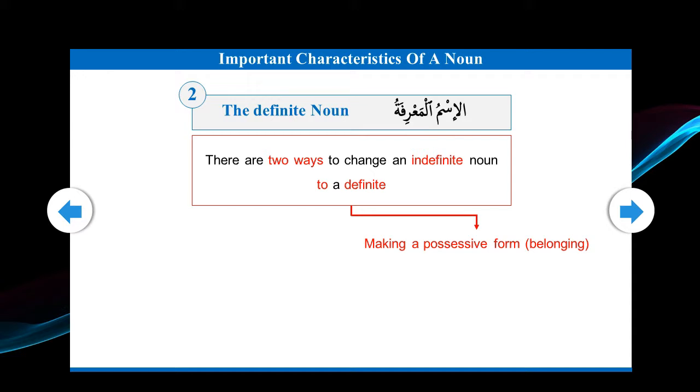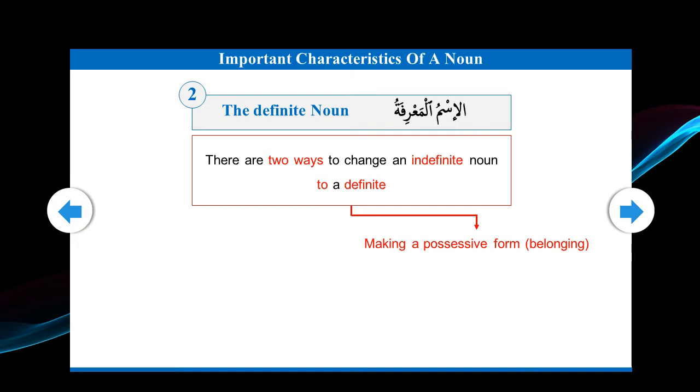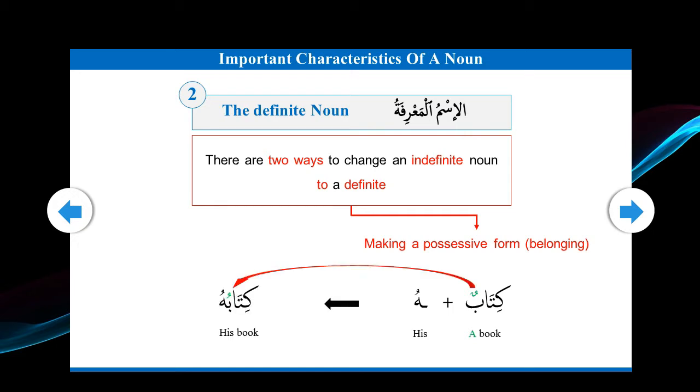We can also create a possessive form using possessive pronouns. Kitab, a book, plus ka, will give kitabuka, your book. Another example, kitab plus huwa, will give kitabuhu, his book.